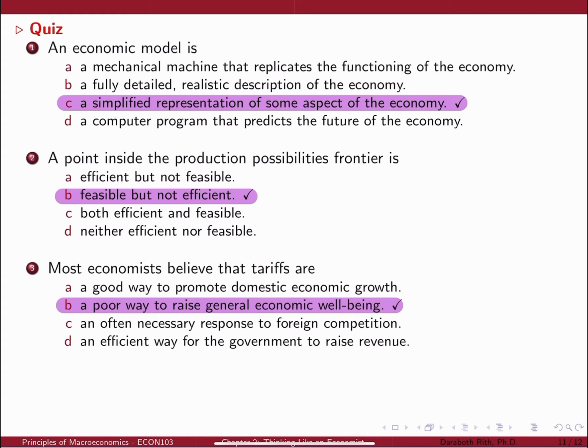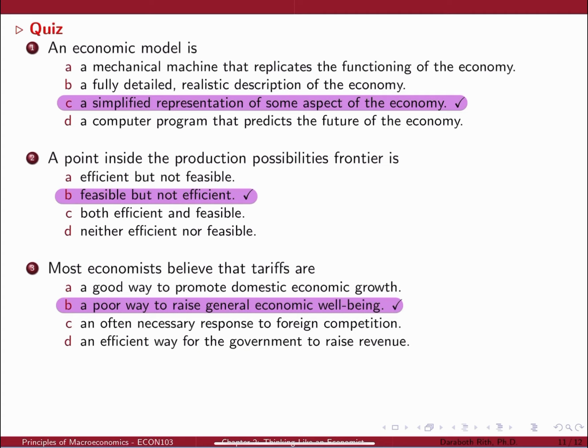Question number 2. A point inside the production possibilities frontier is what? When discussing the PPF, we say that the point that sits inside or leftward to the PPF border is inefficient. Given the answer choices, B is the correct one. Feasible, but not efficient.